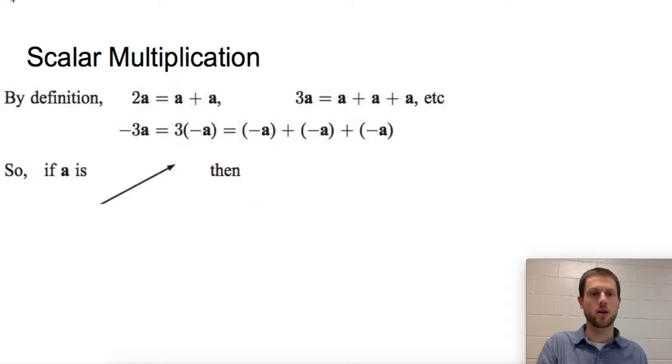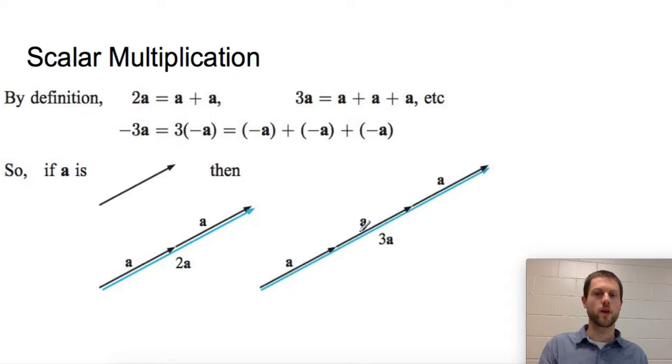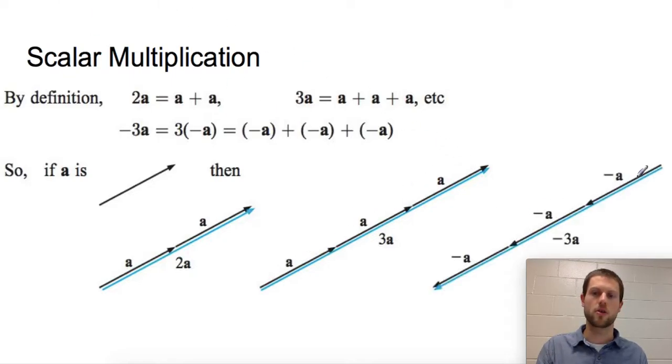So let's apply this to vectors. If I have some vector A that looks like this, starting here, ending here, that is this magnitude, then I can say that 2 times vector A should be the same thing as adding vector A plus vector A. This is basically the geometric representation of what I talked about here. I can say that 3 times vector A is vector A plus vector A plus vector A, and that negative 3A is the same thing as negative vector A plus negative vector A plus negative vector A.